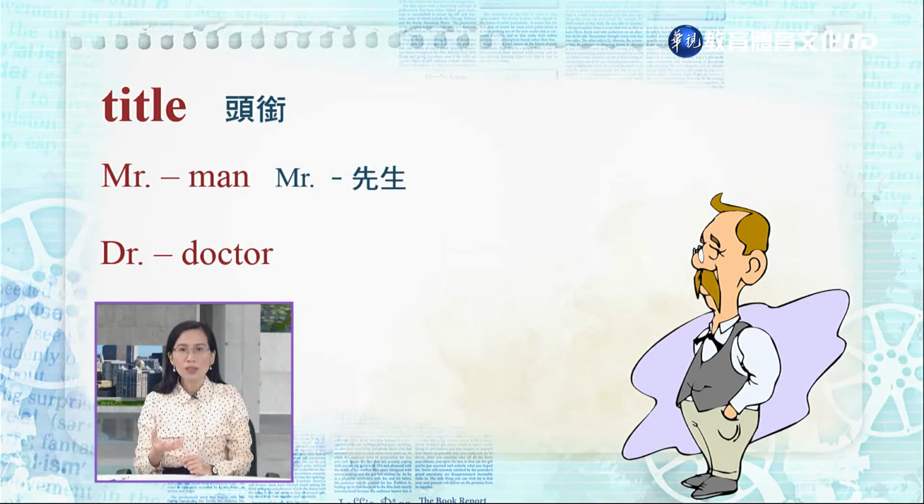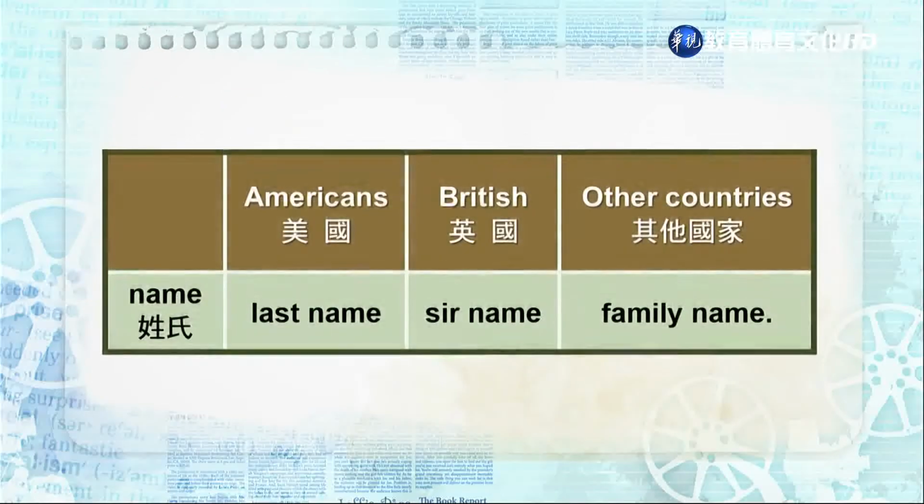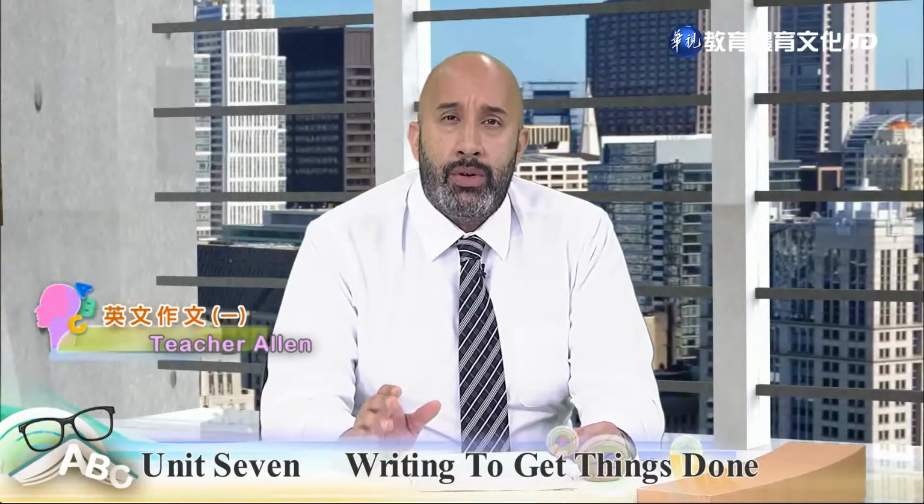Now, on American forms, they will ask you for your last name, while on British forms, they will ask you for your surname. Sometimes in other countries, they will ask you for your family name. Last name, surname, and family name all refer to your family's shared name.